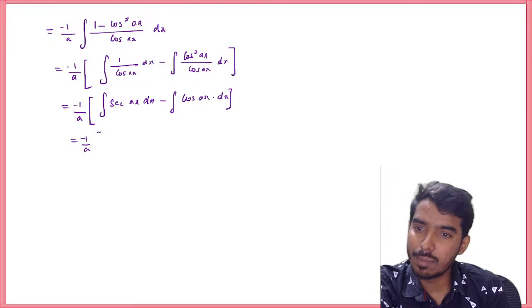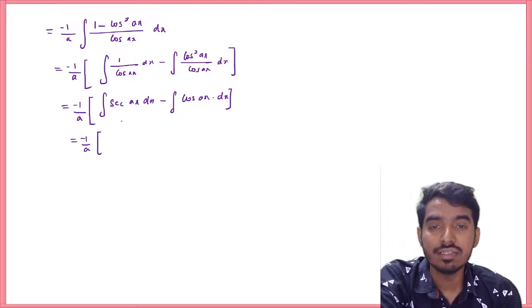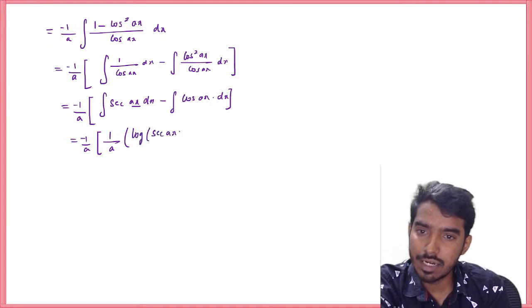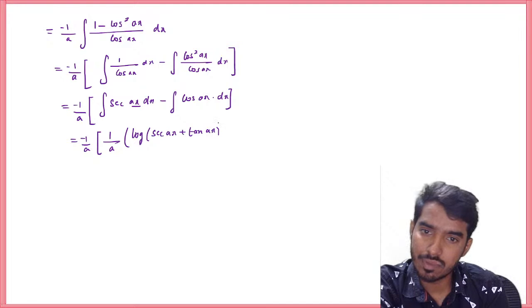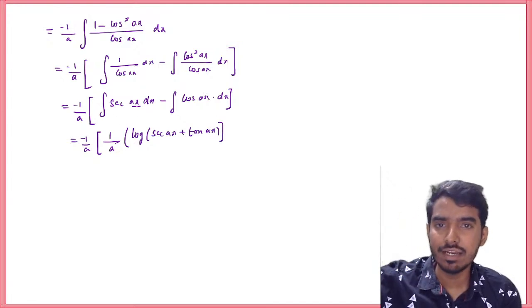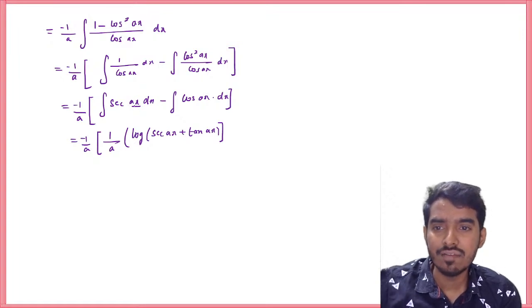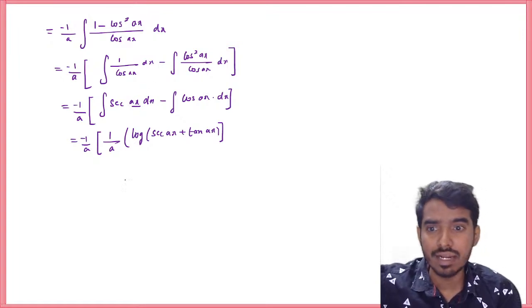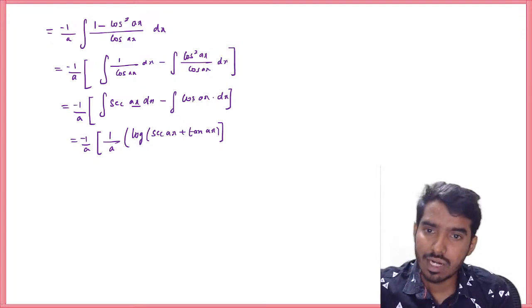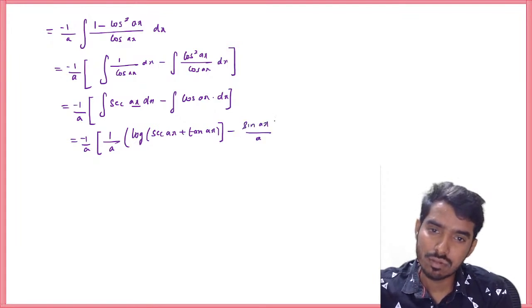Now, what is the formula of secant? What is the integration of secant x? Log of secant x plus tan x, right? But we have ax, so you will differentiate, we will have a. So 1 by a log of secant ax plus tan ax. Very simple, right? I already listed all the formulas. The integration of secant x is log secant x plus tan x. Here we have ax, differentiate that and put it in the denominator. So we will have 1 by a log of secant ax plus tan ax. And what about integration of cos ax? Sin ax by a, right?